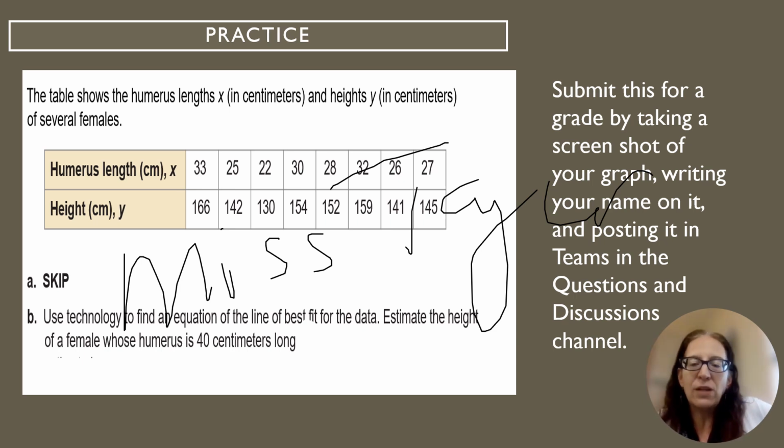And then you can go to the questions and discussions channel in Teams. Now, if you're doing this after class, I've probably already graded the ones that were submitted in class. So make sure that you tag me in your photo and say, Miss Taylor, I wasn't in class, but I am submitting this for a grade. All I want to see is a screenshot that you did the linear regression. If you want to use the equation and do the estimating, I'll maybe throw in an extra point for you. Okay. All right.